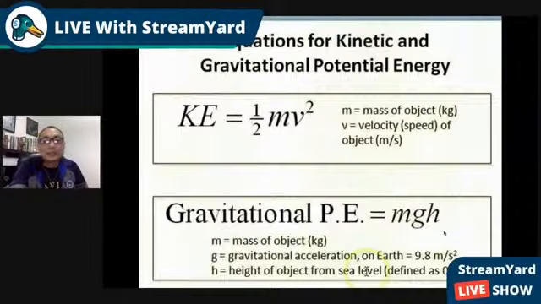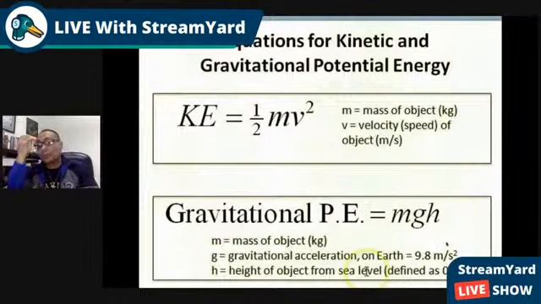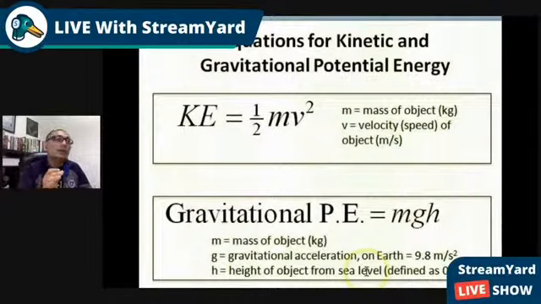Now, please be reminded of the different equations for kinetic and gravitational potential energy. Again, we're talking about gravitational potential energy here, not the other kinds of potential energy. So kinetic energy is 1/2 mv squared, v being velocity, and m being mass. And gravitational potential energy, or GPE, is mgh. And g here is 9.8 meters per second squared. If you're looking for the GPE of an object on a particular planet, then the g changes. Or the g can change if you are not at sea level, if you're on Earth.